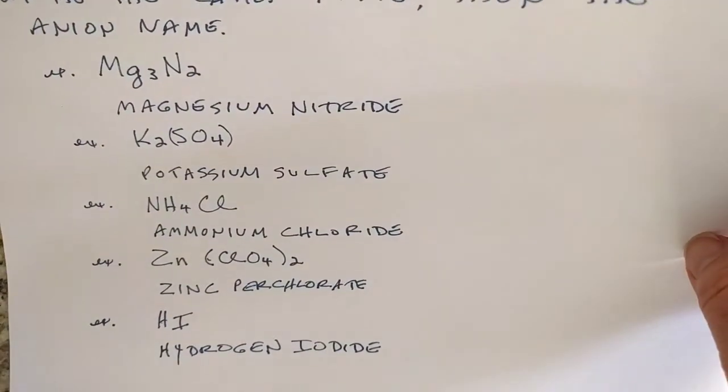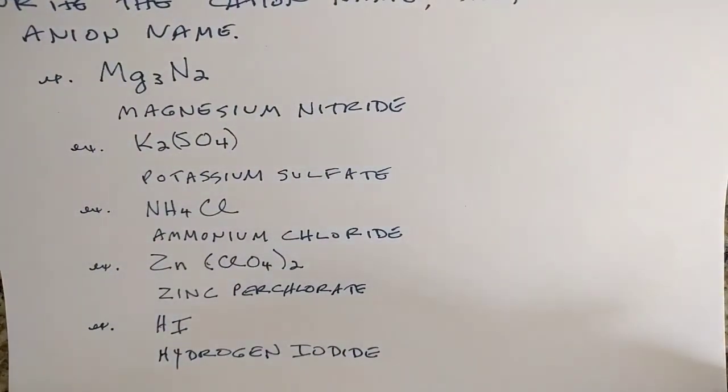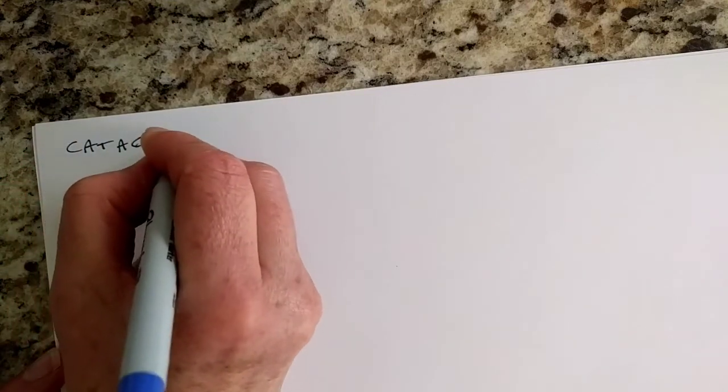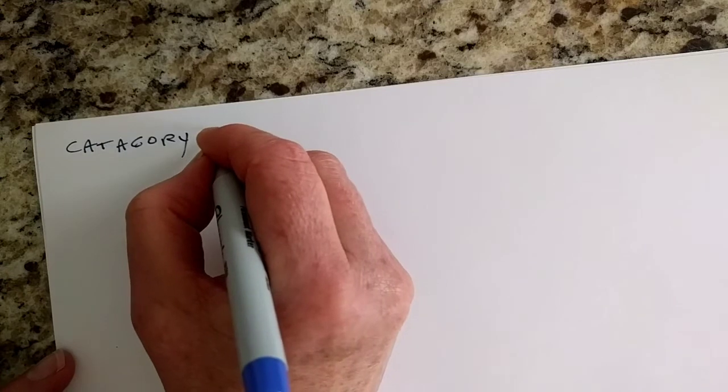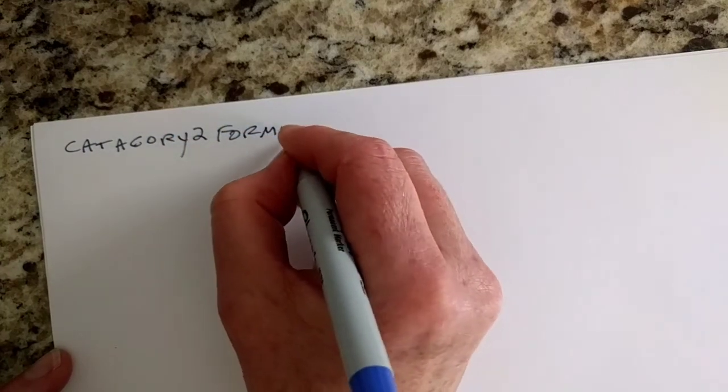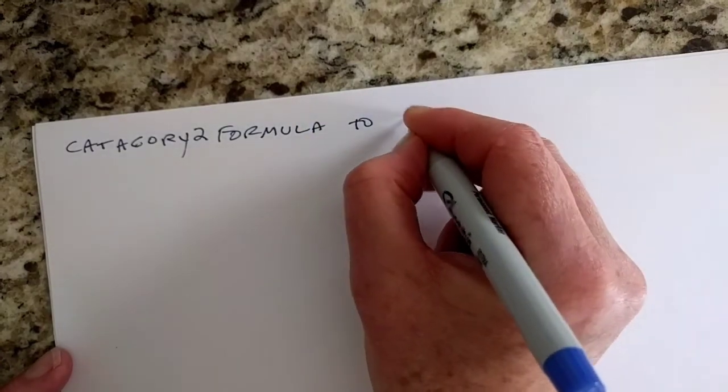Whoops, I went off the paper. Hydrogen iodide. So that's easy, right? All right, now we're going to move on to category 2. Category 2 formula to name.